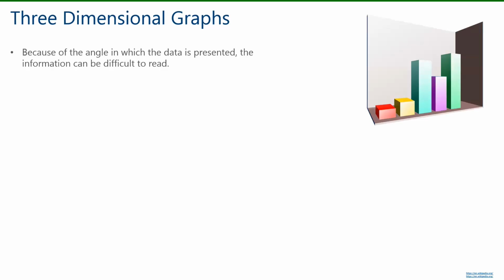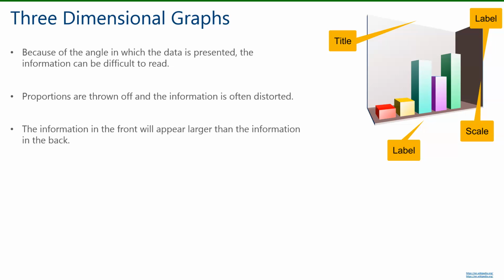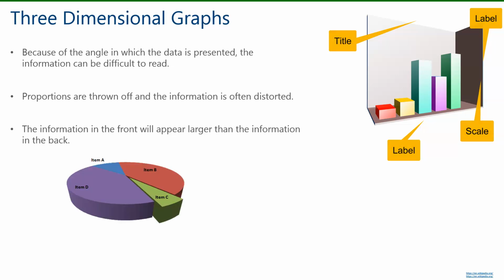Another way that data is sometimes misrepresented is by using three-dimensional graphs. Because of the angle in which the data is presented, the information can be difficult to read. Proportions are thrown off, and the information is often distorted. The information in the front will appear larger than the information in the back. It's also important to note with this particular graph that the scale, labels, and title are missing. This is often done on purpose to create a false impression.